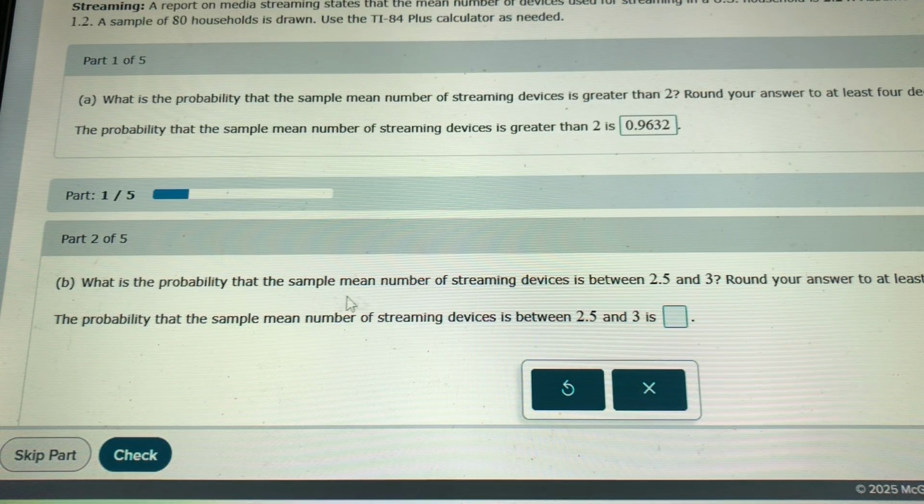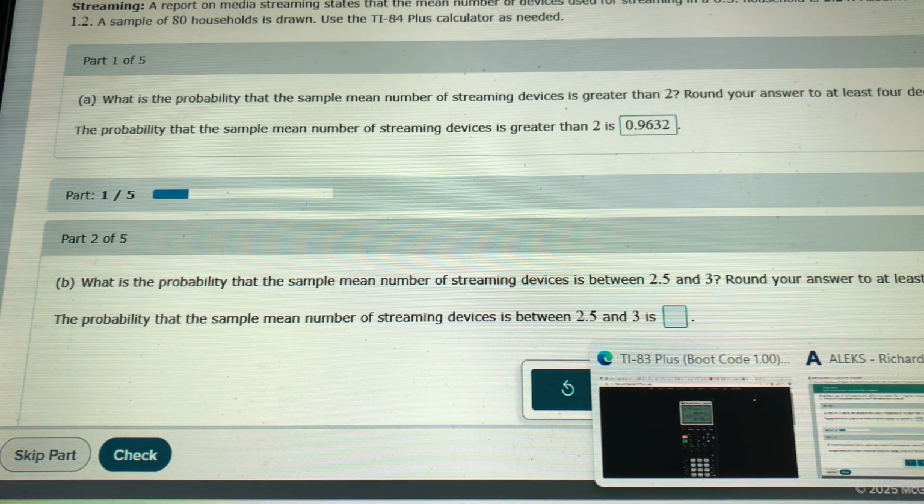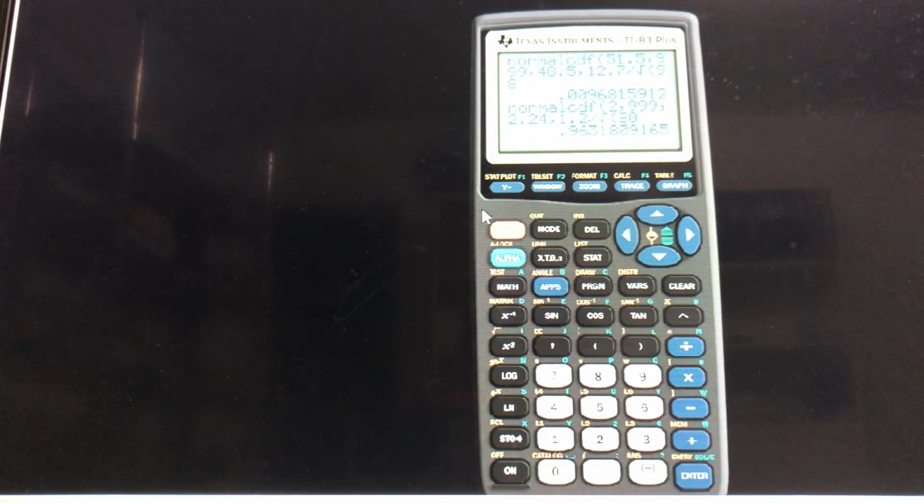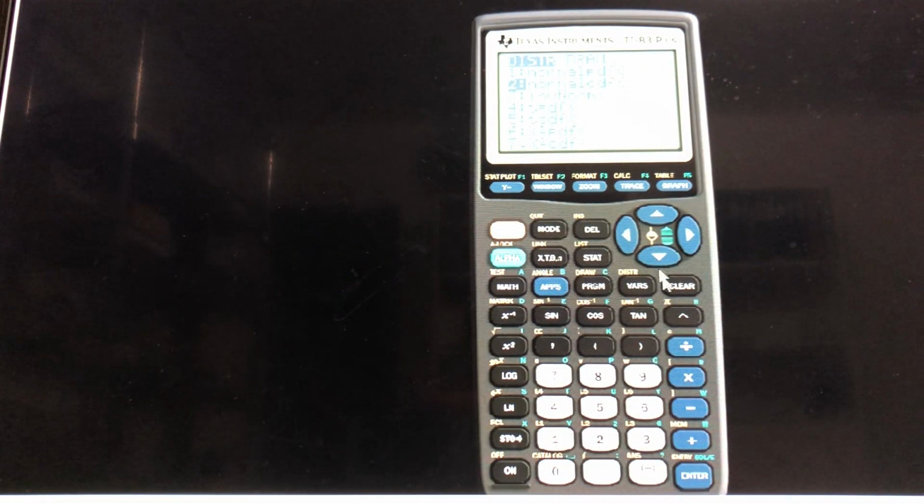What's the probability the sample mean is between 2.5 and 3? Same, all the information's the same except for that. Go between 2.5 and 3, so normal CDF, 2.5, 3, but the other part is the same as part 1. Put the 2.24 next, comma, and then 1.2 divided by the square root of 80. 0.0263.